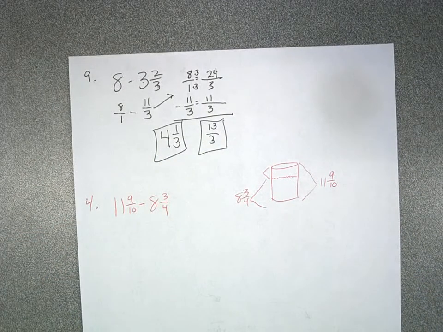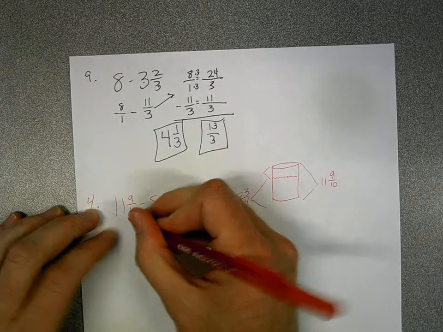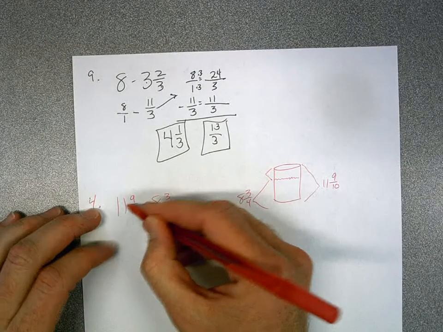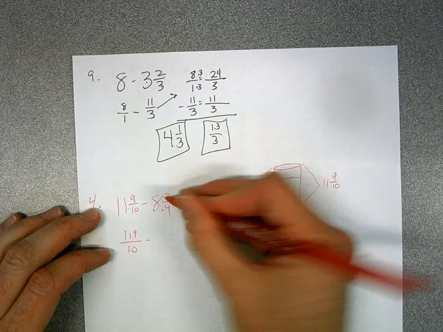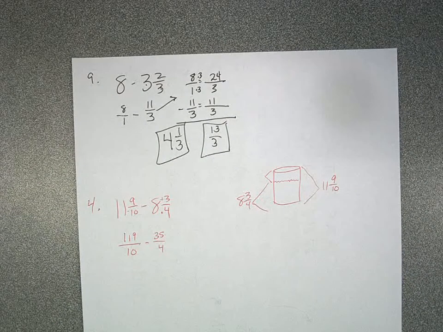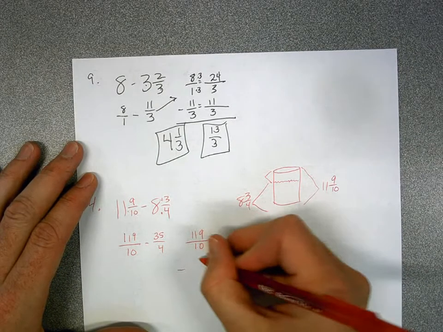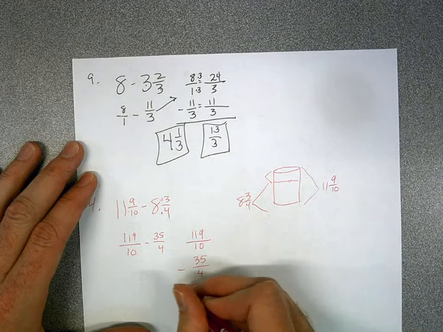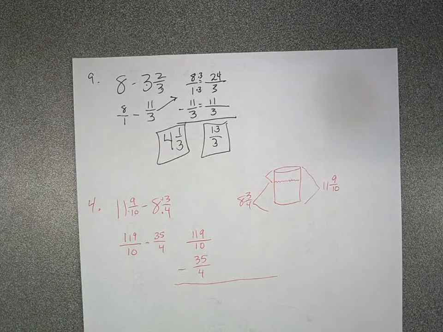Now at this point, we're just going to go ahead and solve the problem exactly like we've been doing. So here we go. I'm going to convert it. 110 plus 9 is 119 over 10. Minus, and then this is 32 plus 3 is 35/4. Okay, going to stack them up. 119 over 10 minus 35/4. Now, of course, the downside of the strategy or the method I'm showing you for this kind of problem is sometimes the numbers get a little bit bigger. So be careful on your multiplication.